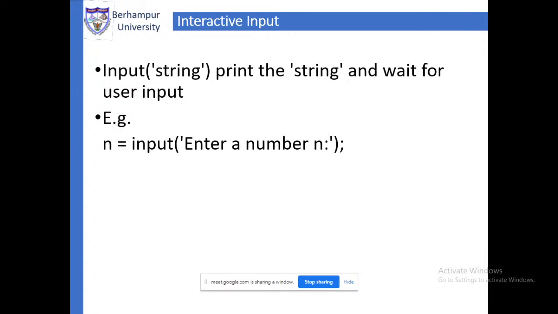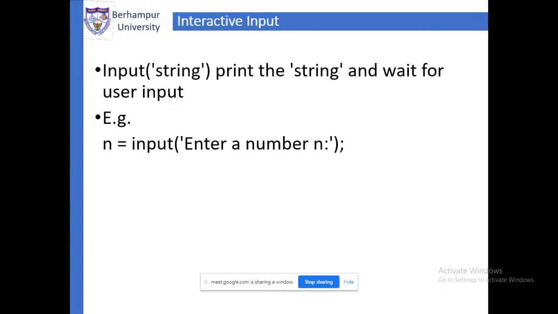Here n is equal to input, enter a number n, semicolon. You can give the semicolon, you may not give it. Then within single quote marks, you put enter a number n. Suppose you are writing a program. As I told you, I gave you an example for Fahrenheit conversion, centigrade to Fahrenheit. In the program, you can write C is equal to something, but that will be fixed. Every time you want to change C, you will change the value, or you will change the program.